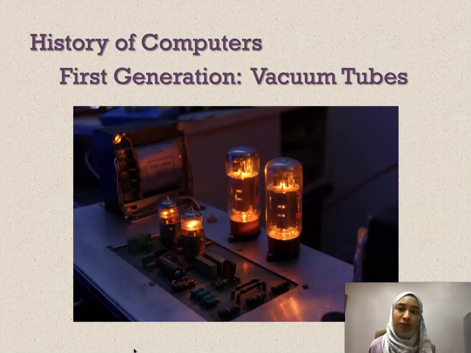Some of you don't really like history, but we have to learn this. So the first generation is based on vacuum tubes. This is a picture of vacuum tubes. What does it look like? It looks like your light bulb, does it not?